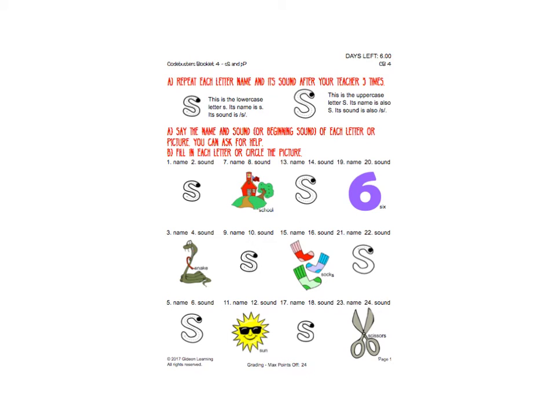First, let's read the directions. Repeat each letter name and its sound after your teacher 3 times. This is the lowercase letter S. Its name is S. Its sound is S. S, S, S. And now you can write your lowercase letter S. Let's move on to the next one.